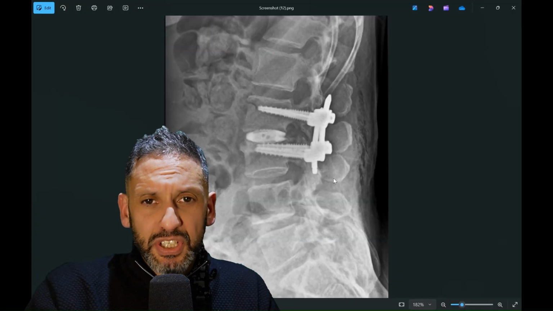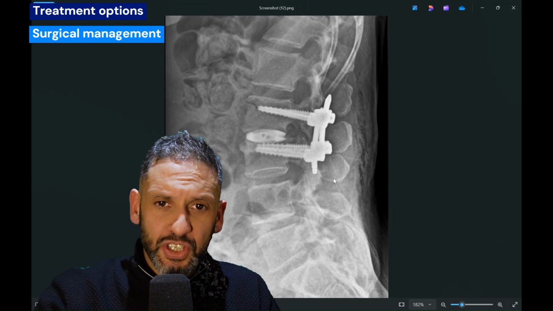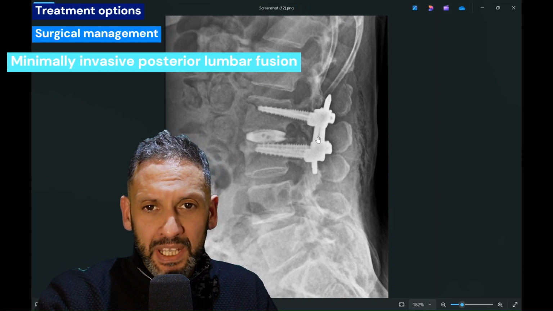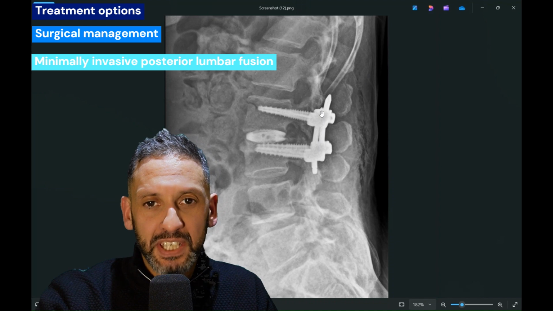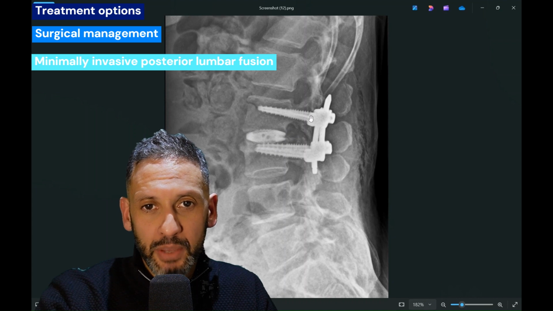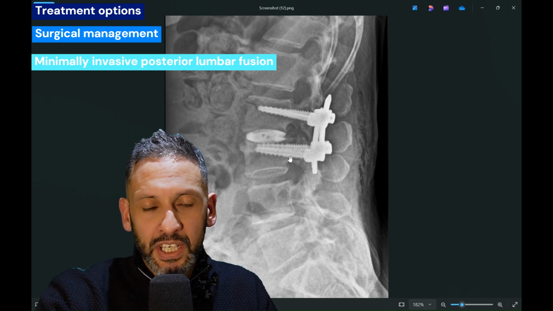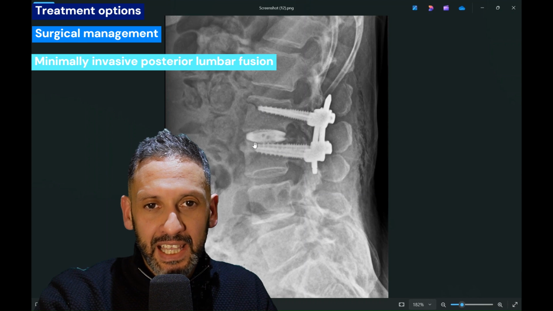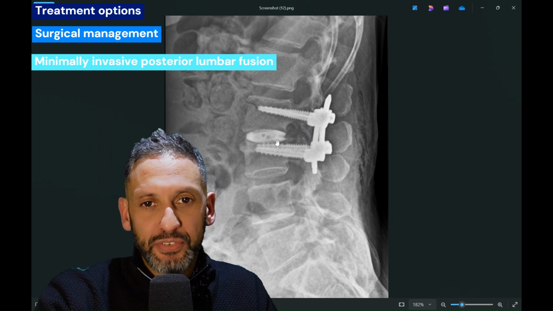Then if these measures fail, we can then consider surgery, and I generally use a minimally invasive option called a minimally invasive posterior lumbar fusion, where we place a little breeze block between the two bones, we realign them and put this bit of metalwork in to hold it all together, and that allows these bones over time to fuse together and stabilize. And I'm going to cover the treatment options, more specifically the surgical options, in a bit more detail in the second part of this video.